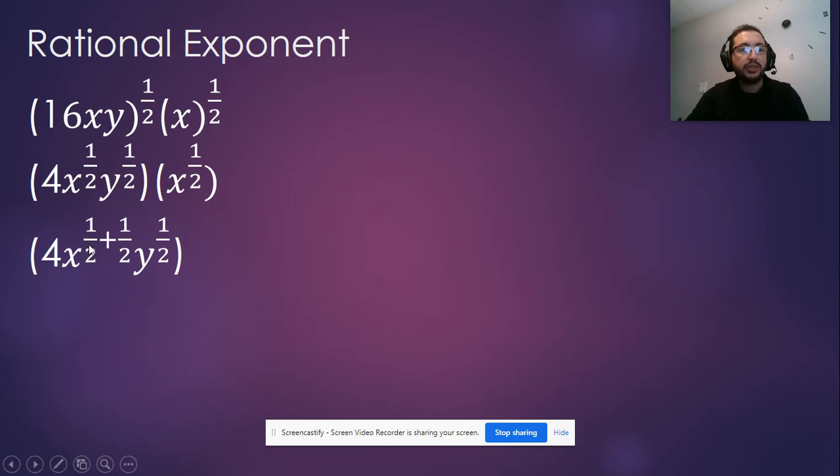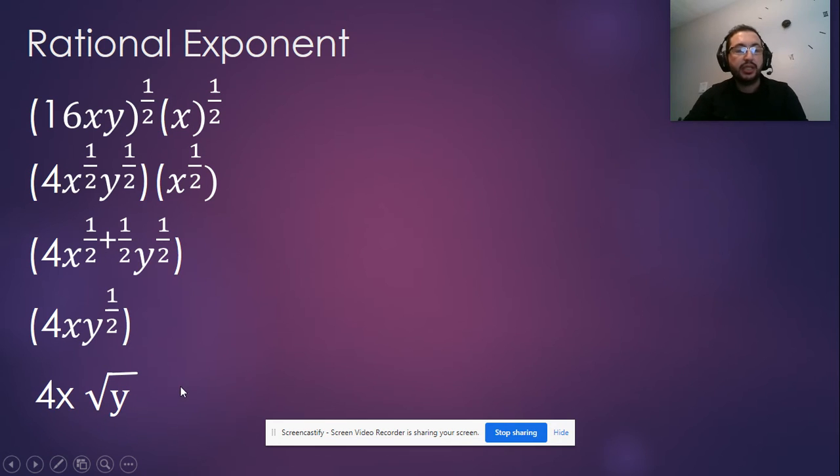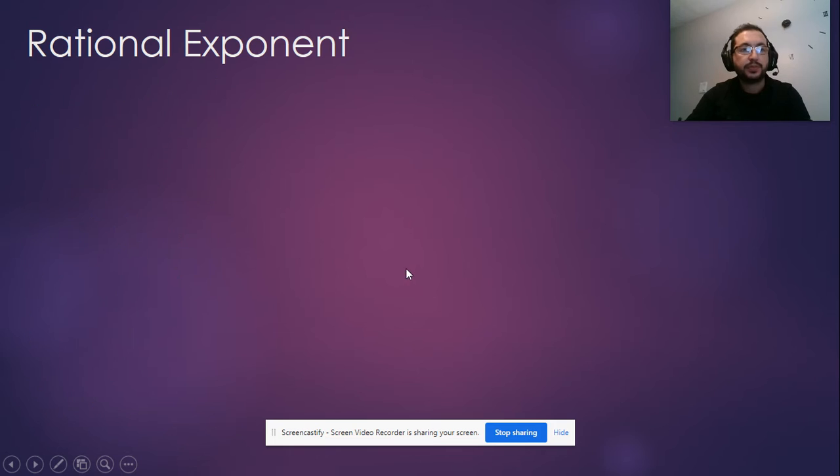We're going to add the exponents. So it will be 4x to the 1 half plus 1 half, y to the 1 half. So it will be 4x to the 1, y to the 1 half. But this one is in fraction form, so we need to rewrite it as a radical. So it will be 4x square root of y. And that's your answer. Let's see another example.